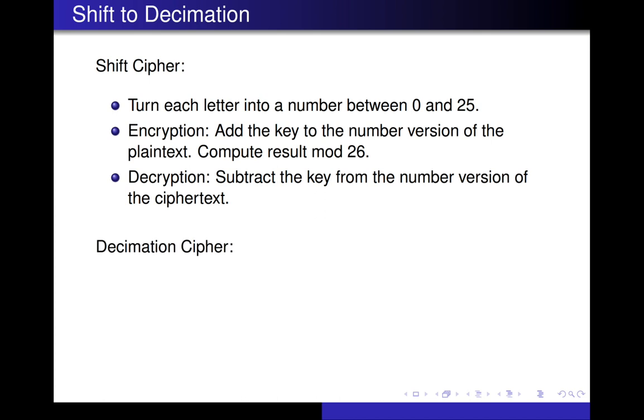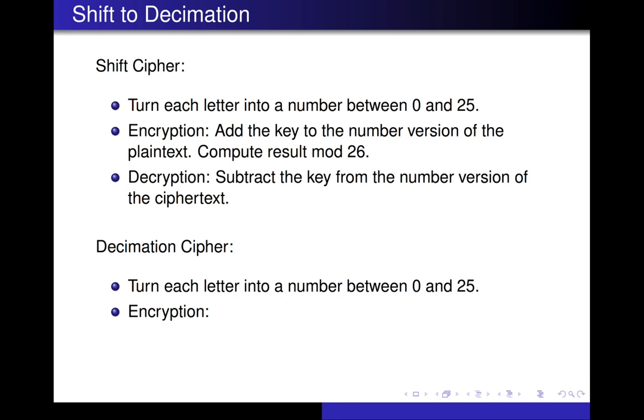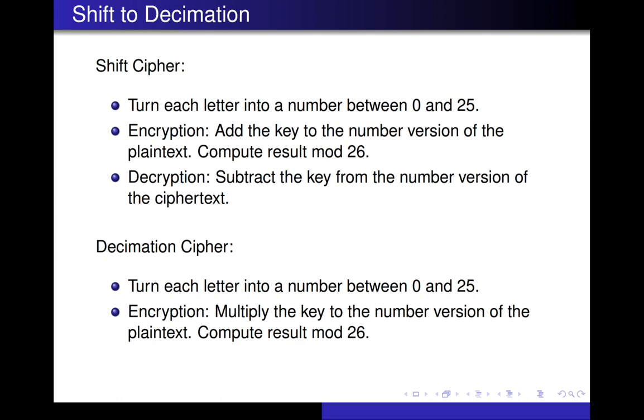For the decimation cipher, it's going to look almost identical. We're going to turn each letter into a number between 0 and 25, just like before. For encryption, we are going to multiply the number version of the plain text by the key, and then we're going to compute that result mod 26 before we convert that back into a letter. And for decryption, well, we divide by the key, I guess. Let's see how that would work.